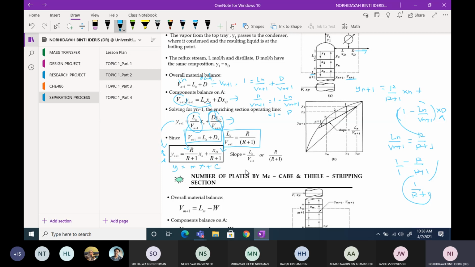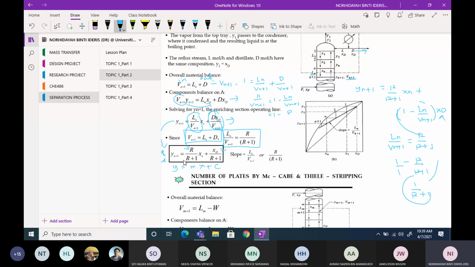All right, so you can see here the slope is corresponding to R over R plus 1. This is the intercept, the cross section at the y-axis, Xd over R plus 1. This Xd here refers to the mole fraction coming out from the distilled product. R is the reflux ratio. Usually the value of R is given for the system. And then you have the X and Y here.